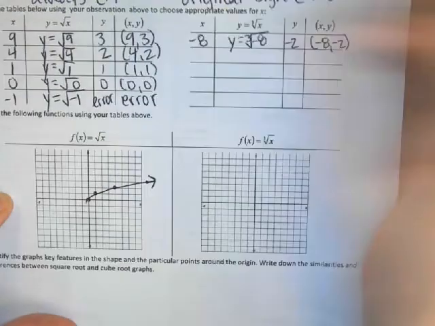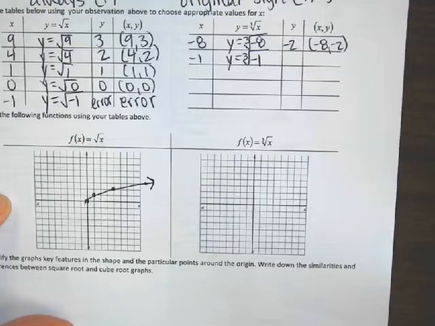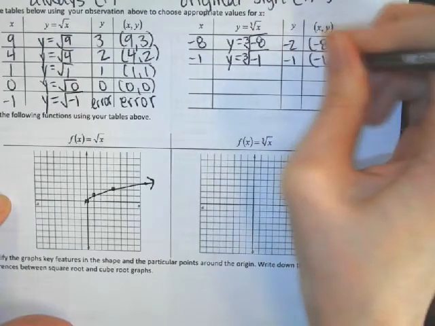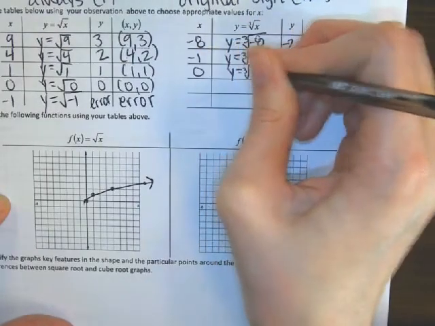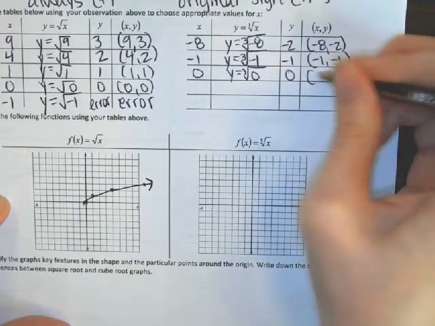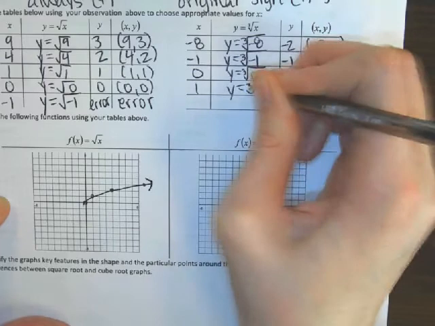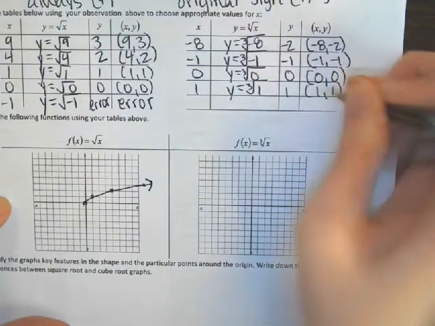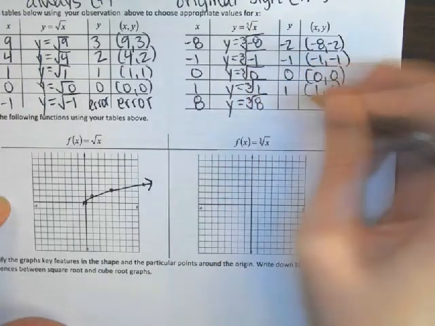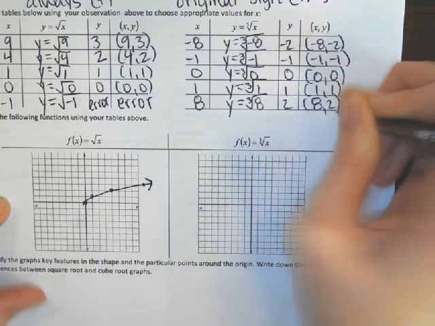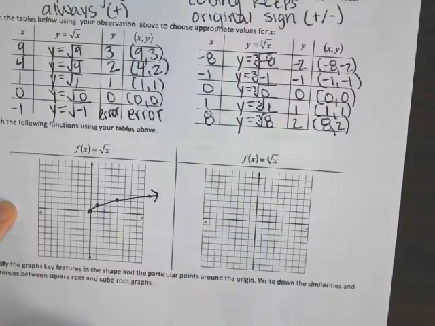All right, what about negative 1? Cubed root of negative 1 is? What about 0? 0. And 1? And 8? 2. So are we going to have errors with cube root? No, because we can have both, negative and positive.